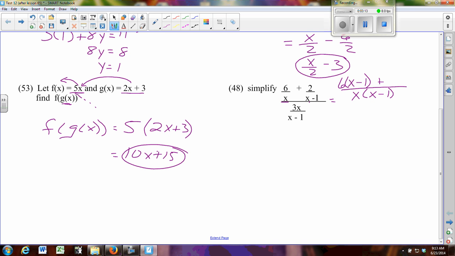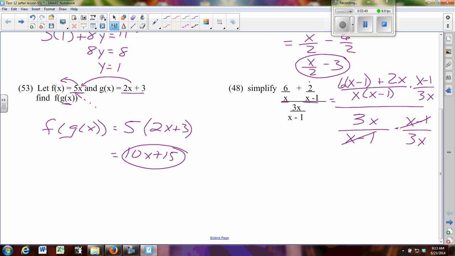For the second term, I'd have x minus 1, but I need x minus 1, so I have to multiply the top term by x. All over, looks complicated, but it won't be too bad. All over 3x over x minus 1. Now here, I'm actually going to multiply by the reciprocal, because I don't like fractions over fractions. Whatever I do to the bottom, I have to do to the top.